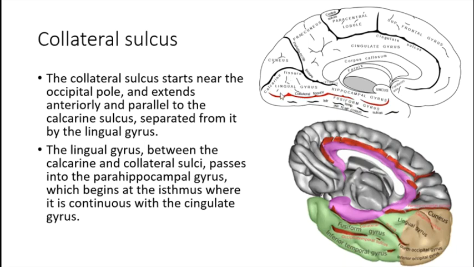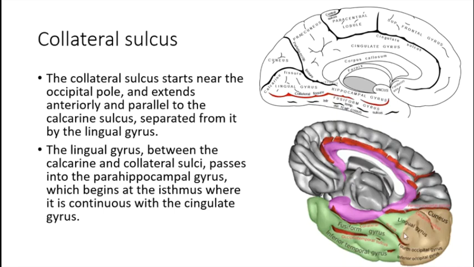sulci. And next it moves forward, passes into the parahippocampal gyrus, which begins at the isthmus. This zone was called an isthmus. It was the bridge between the cingulate gyrus above and the parahippocampal gyrus below. And the collateral fissure, or the collateral sulcus, is traveling on the temporal lobe. This is where you are going to see this. So, it is a very long and very appreciable fissure, and it is continuous with the cingulate gyrus. They were talking about the parahippocampal gyrus, which is continuous with the cingulate gyrus through this bridge of isthmus, and below this you are going to see the collateral fissure.